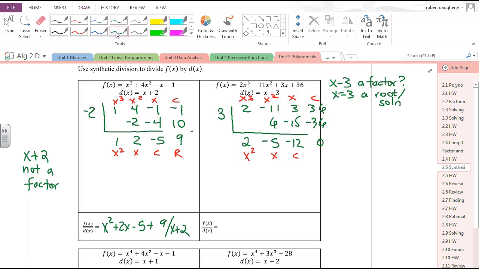So what is the answer to this division? When I divide these two, what's my answer? You read it off of the bottom line. 2x squared minus 5x minus 12.